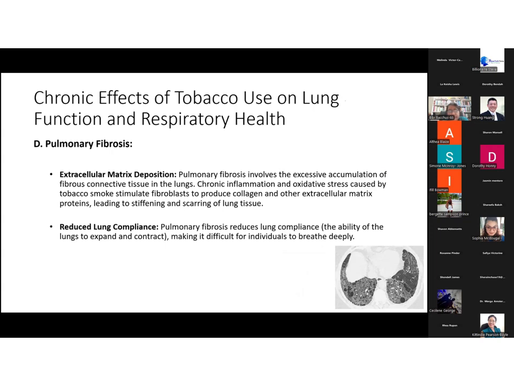Lung fibrosis involves the excessive accumulation of fibrous connective tissue in the lungs. Chronic inflammation and oxidative stress caused by tobacco smoke stimulate fibroblasts to produce collagen and other extracellular matrix proteins, leading to the stiffening of the lung and reduced lung compliance.